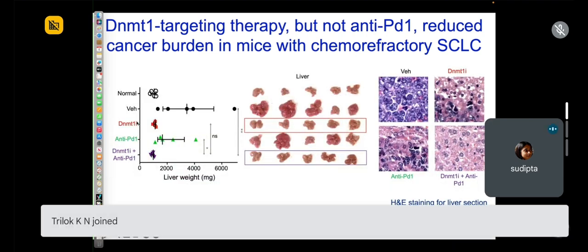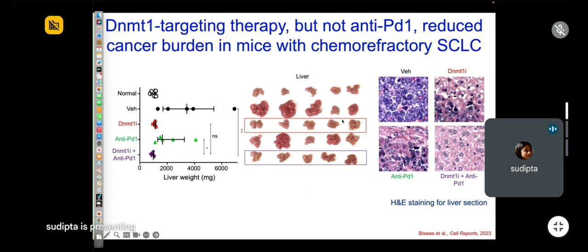These are the livers, because small cell lung cancer always metastasizes to the liver; these are very aggressive cells, so it happens in the liver. We showed this by liver weight as well as liver pictures and sections, and you can see that DNMT1 targeting reduces the cancer burden, the same as the combination. Immunotherapy alone didn't do much; it is almost the same as the vehicle group. And this is the normal mouse liver without cancer.